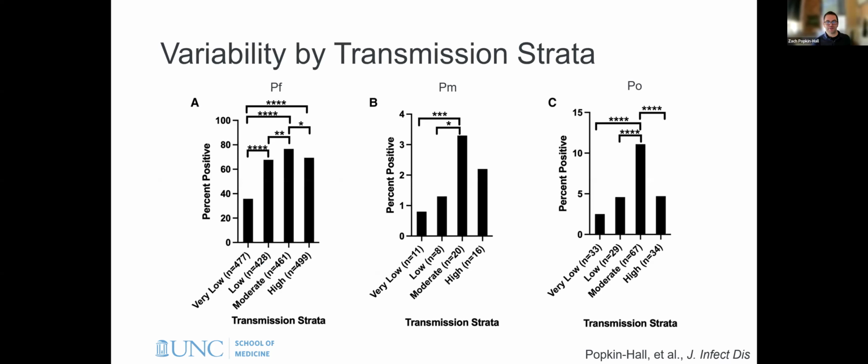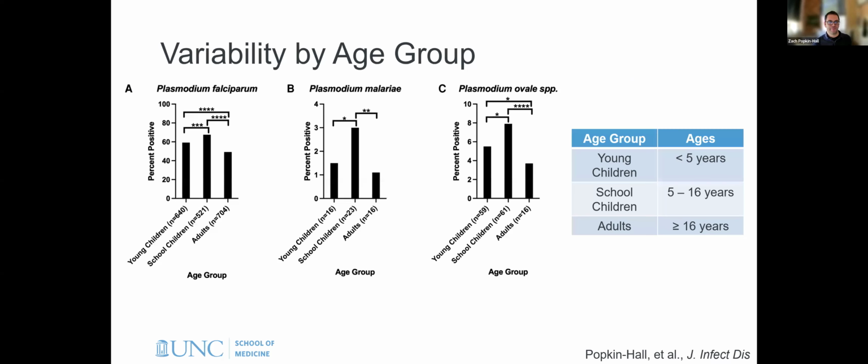And I should also say all of these are symptomatic patients, so it's not terribly surprising that it largely tracks with the transmission intensity. In addition to transmission strata, we wanted to look at variability by age group.